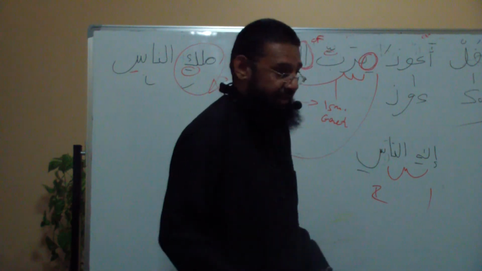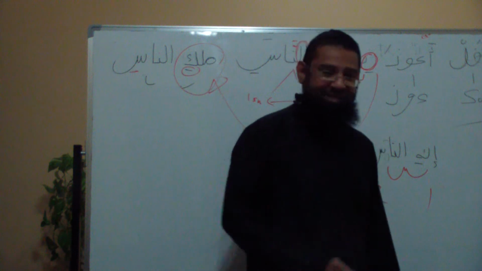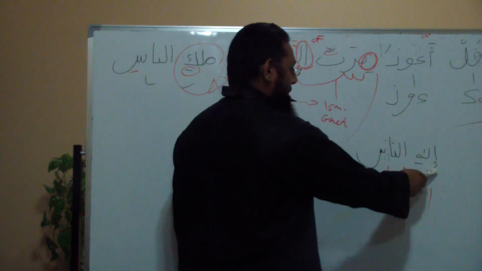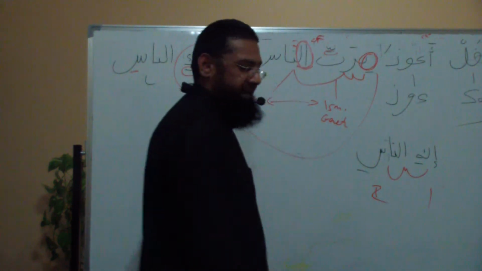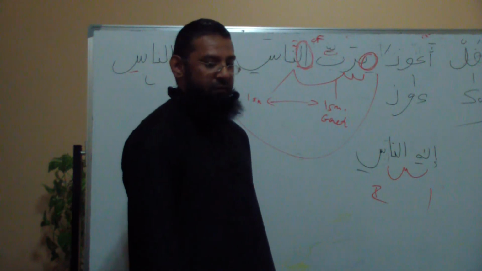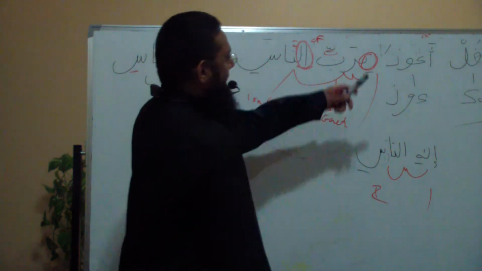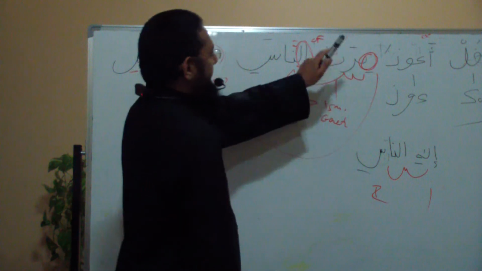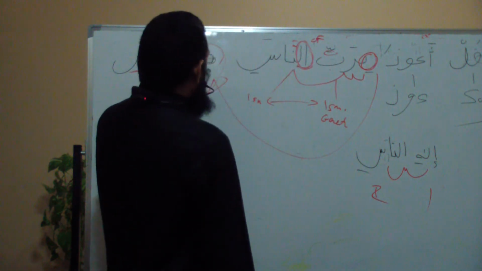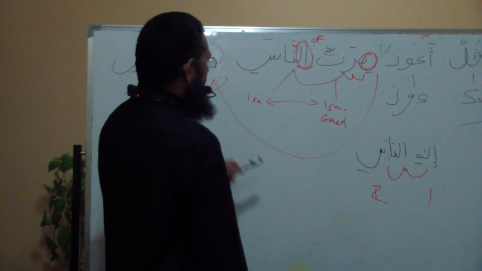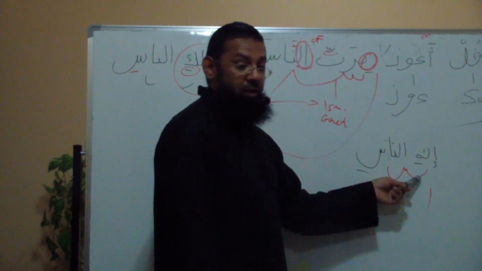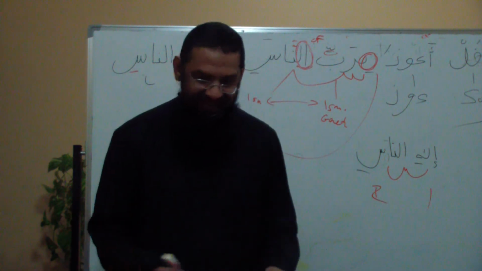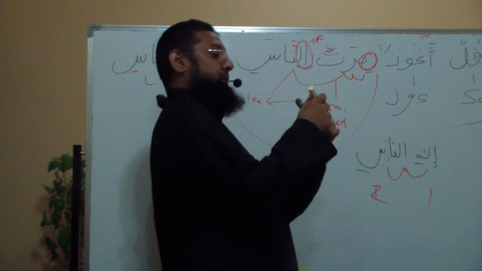Well, you didn't say it loud enough. It's always on hindsight. So ilah, God, and Nas. What does that mean? God of the people. So Qul, say, I seek refuge in the Lord of the people, the Malikin Nas, the king of the people, Ilahin Nas, the God of the people. Alright?